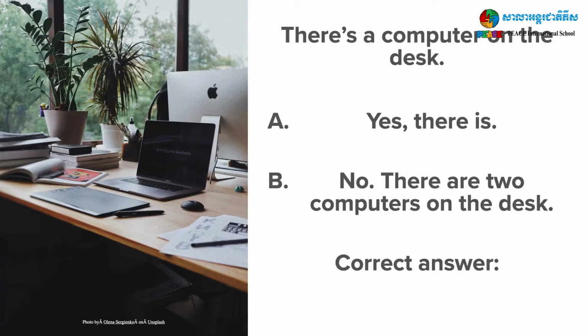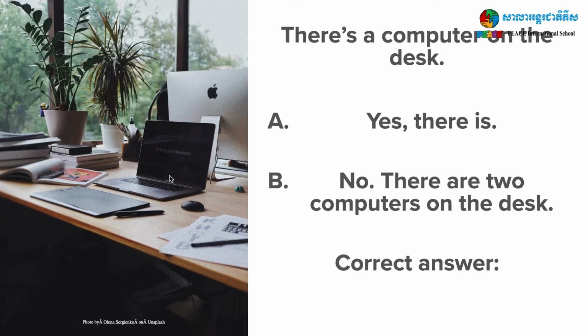Look at this photo. Look at the things in the photo. What do you see? There are many things on this desk. So let's read the first sentence. There's a computer on the desk. Is this sentence correct? Is it true or false?